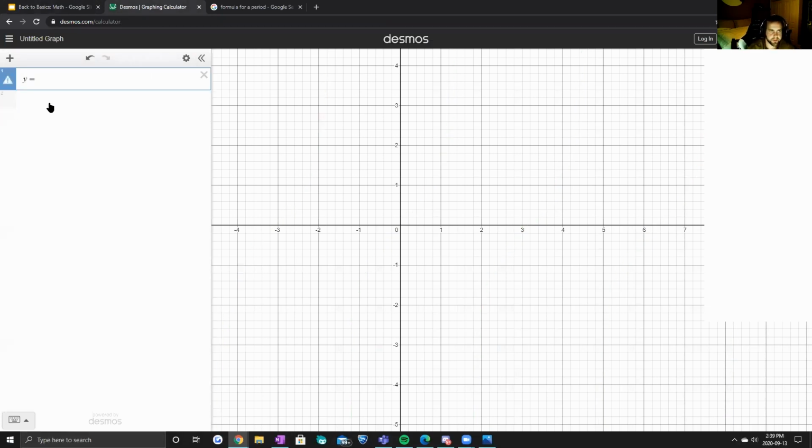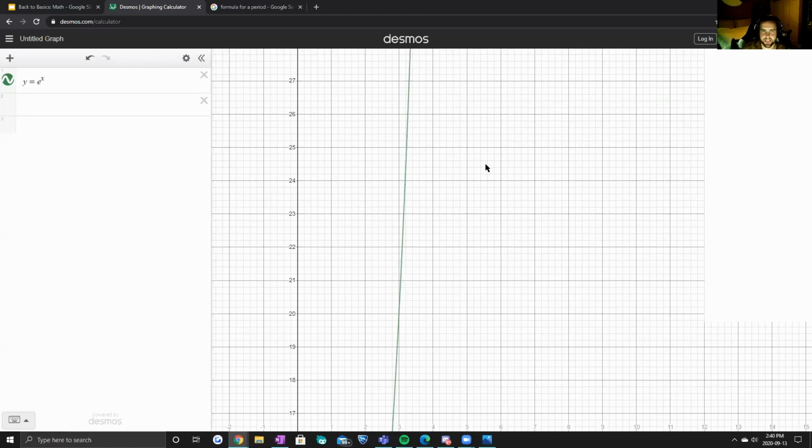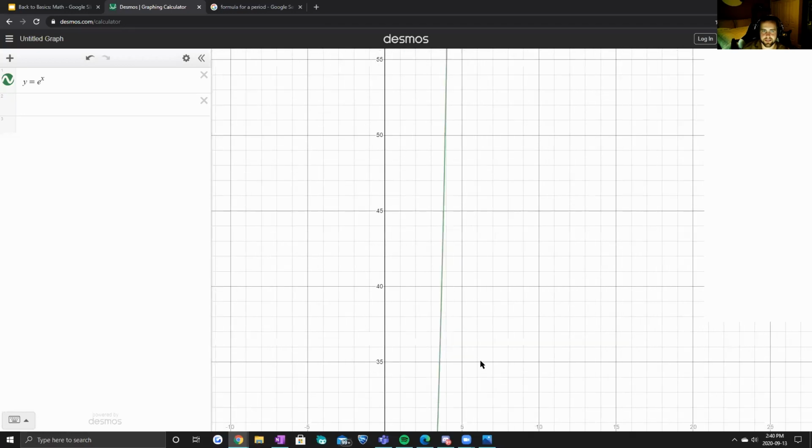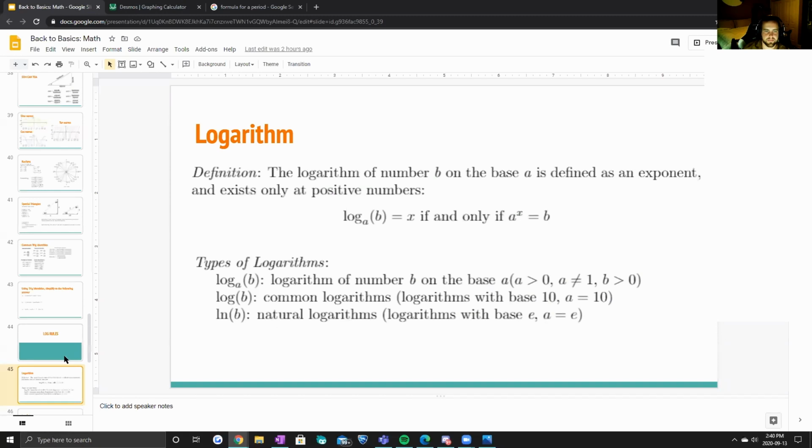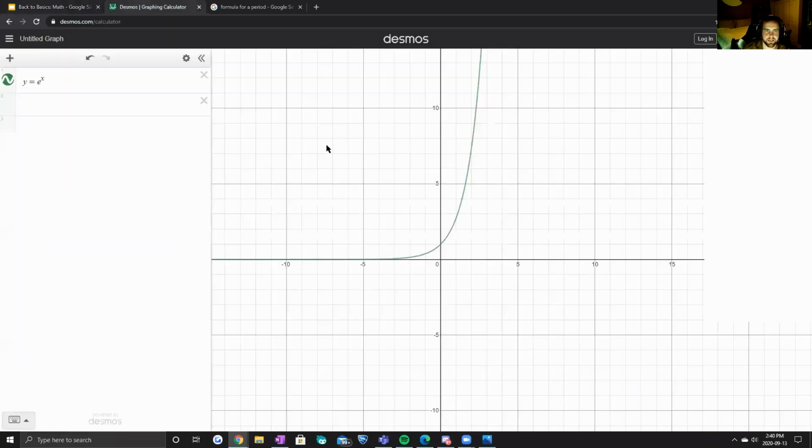Let's do y equals e to the power of x. You see its exponential growth that goes on till infinity. So yeah, it's quite a cool number. Also a constant, but if you put it to the power of x, it doesn't become a constant anymore, right?